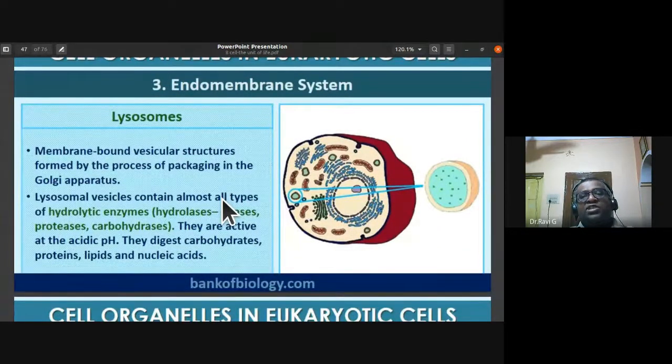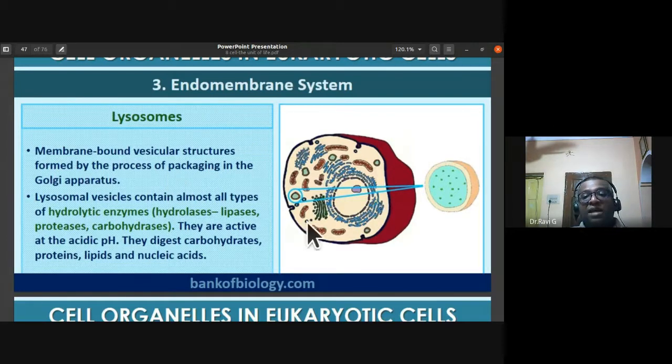The endomembrane system. We discussed the endoplasmic reticulum, we discussed the Golgi apparatus. Now the next endomembrane system that we are going to discuss is lysosomes. Lysosomes are also called suicide bags of the cell. They bring about the destruction of the cell. That is why we call lysosomes suicide bags of the cells. They have hydrolytic enzymes, which bring about the disintegration of the cells. Lysis means death of the cell. So lysosomes are commonly called suicide bags of the cells.